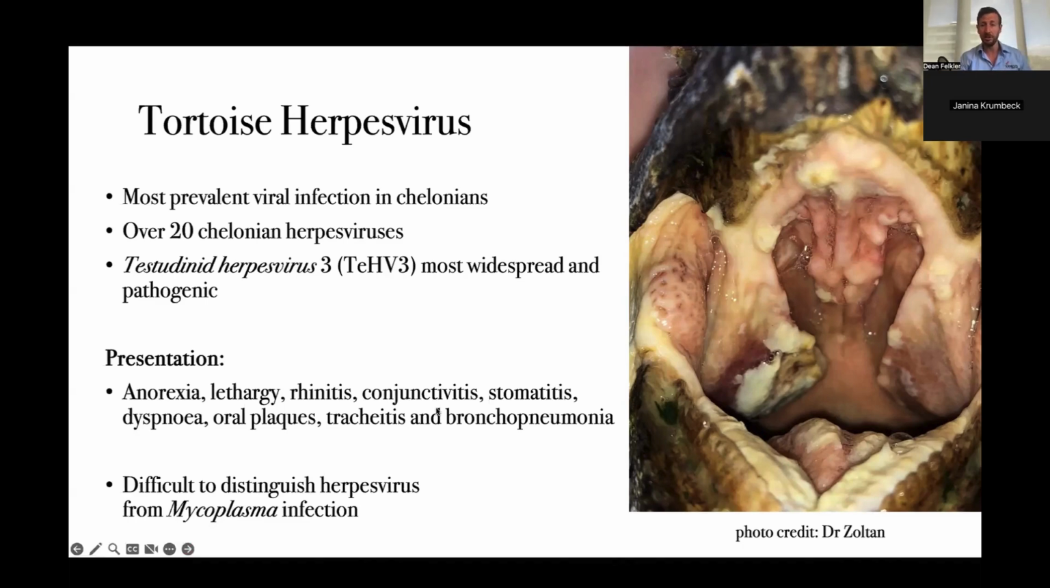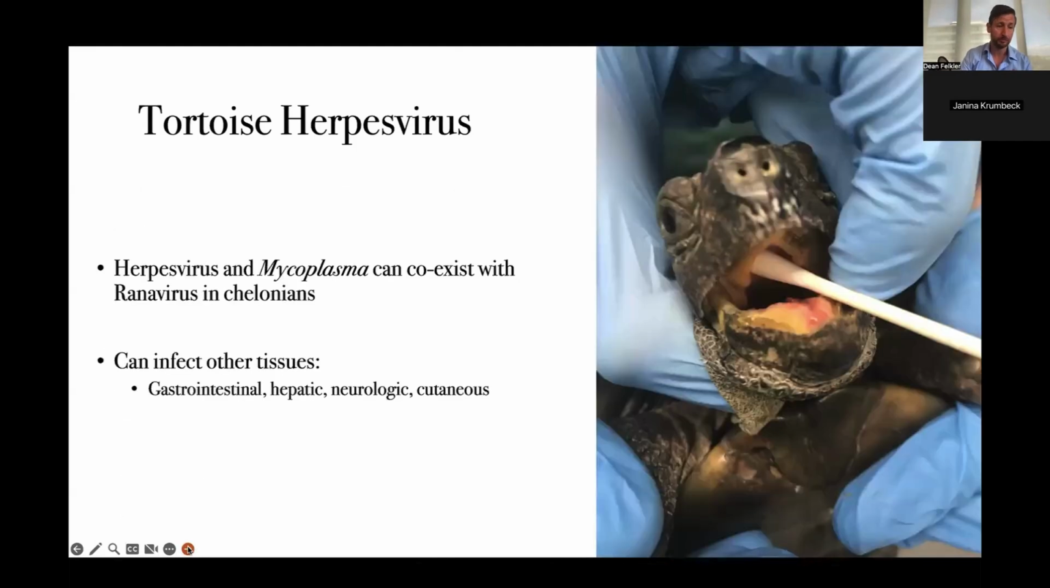One thing to mention is mycoplasma and herpes virus can be difficult to differentiate from each other without diagnostic testing. So that would be one thing I'd suggest, testing for both. Having said that, you can get coexistence of herpes virus and mycoplasma, and you can even get that in combination with rhinovirus in chelonians as well.